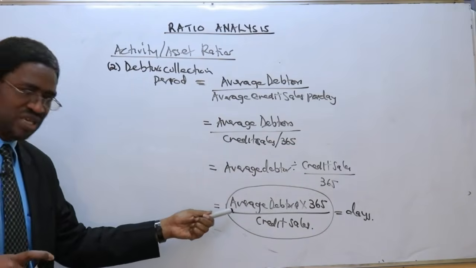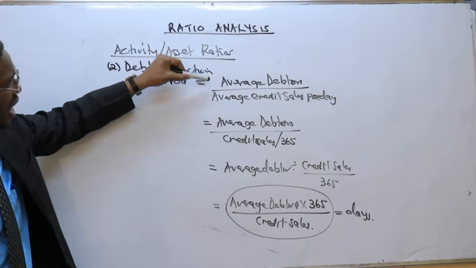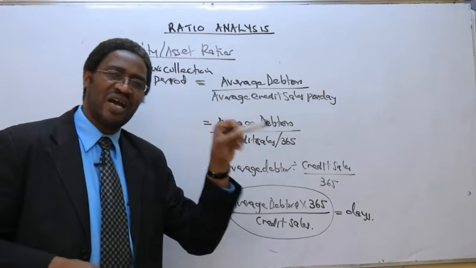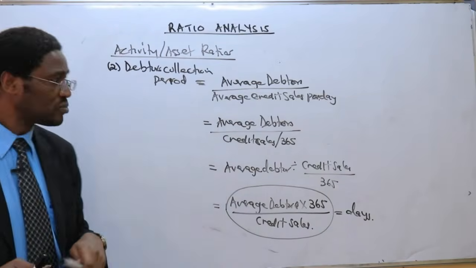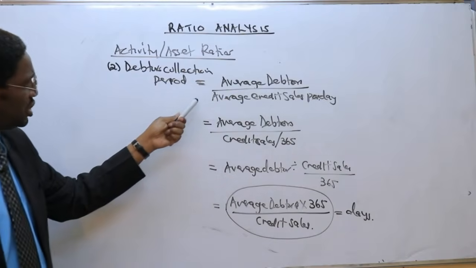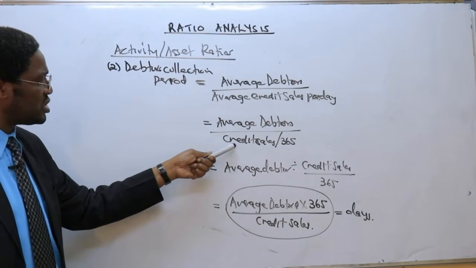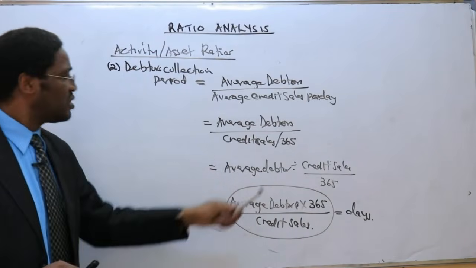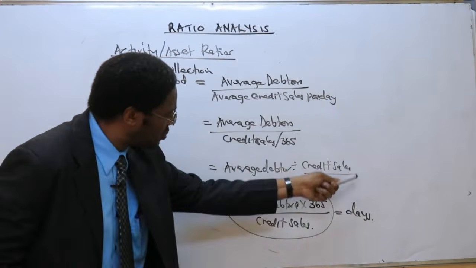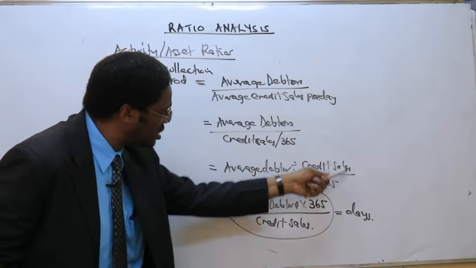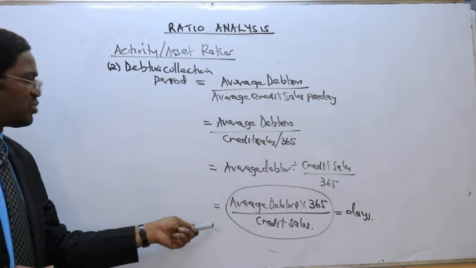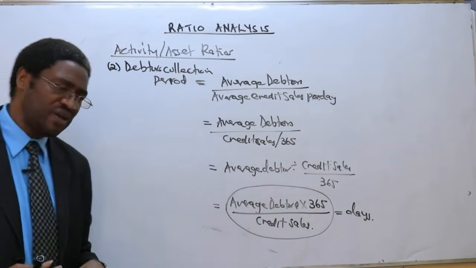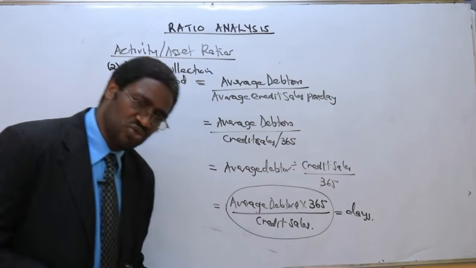But to arrive at this, normally you take the average debtors, you divide that by the average credit sales per day. Then this denominator is the one I'm trying to show. How do you get it? You take the credit sales for the whole year, you divide by the number of days in a year, which we are assuming to be 365. Then this can be expressed this way, where you divide credit sales by 365. Finally, this can become average debtors, multiply that by 365, you divide that by credit sales.